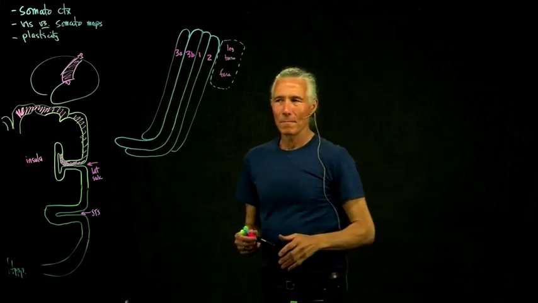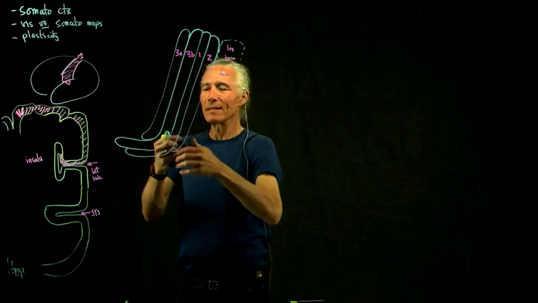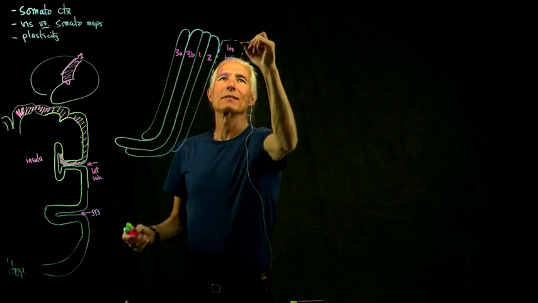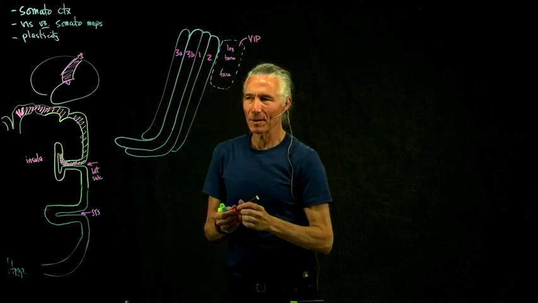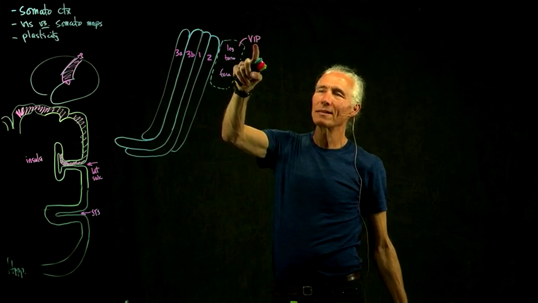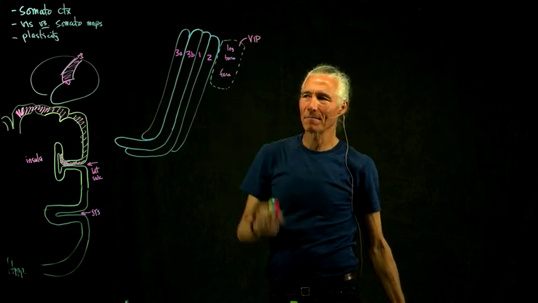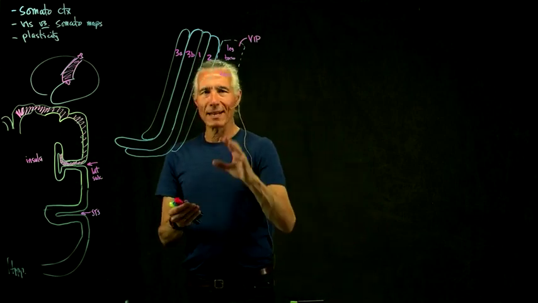No arm. So the arms are kind of movable. So what's present in this area? So what is that area? This area is VIP. And we'll talk about it more later on, ventral intraparietal area. So that has no hand in it.